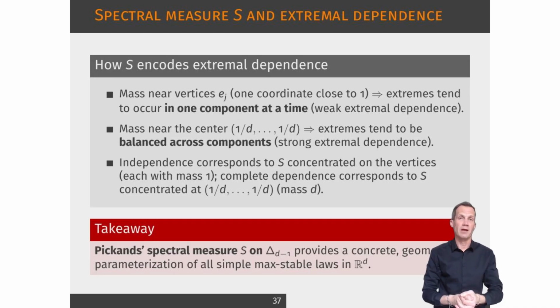This slide explains how to read the spectral measure geometrically. If the mass is concentrated near the vertices of the simplex, then extremes tend to occur in one component at a time.